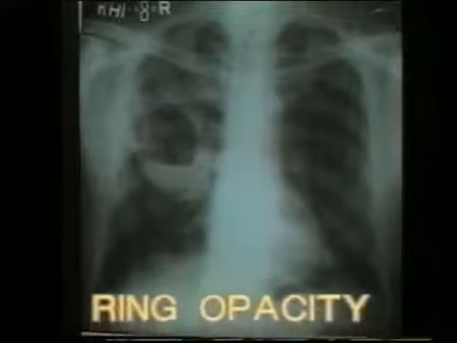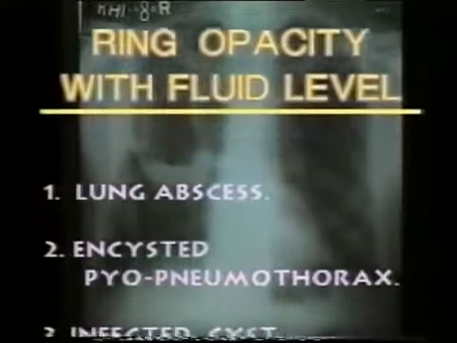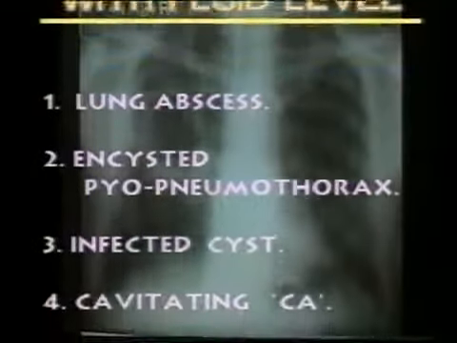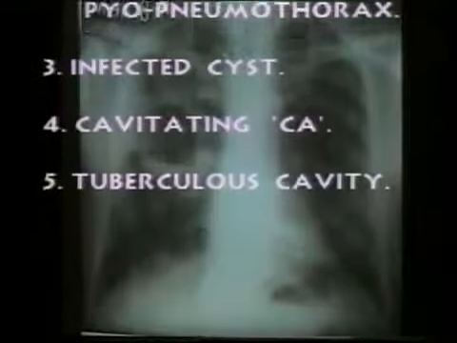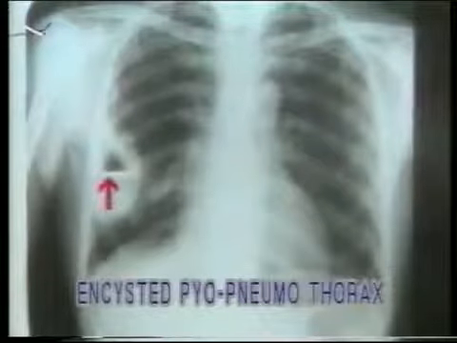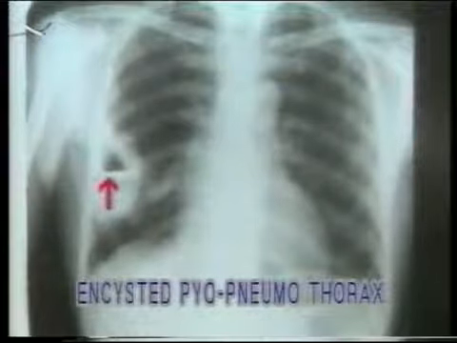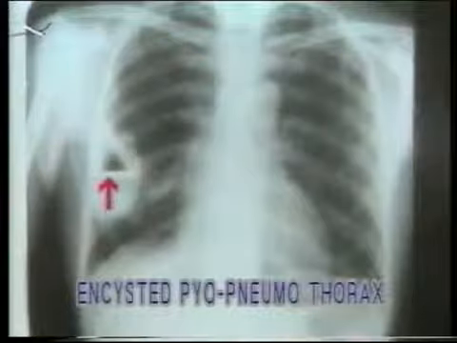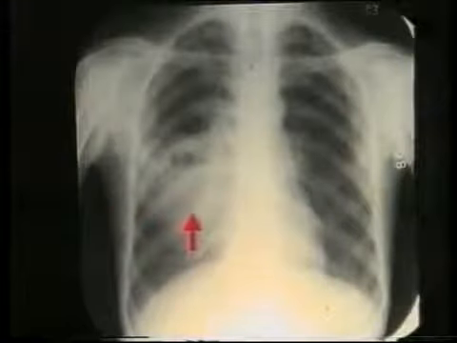The differential diagnosis for a ring opacity with a fluid level would be: number 1, a lung abscess, encysted pneumothorax, infected lung cyst or hydatid cyst, cavitating bronchogenic carcinoma, and a tuberculous cavity with fluid. This is an encysted pneumothorax, which is radiologically difficult to differentiate from a lung abscess. If the air fluid level is located peripherally, it is more likely to be an encysted pneumothorax. And if the fluid level is near the hilum with a dense hilar shadow, cavitating bronchogenic carcinoma should be considered.